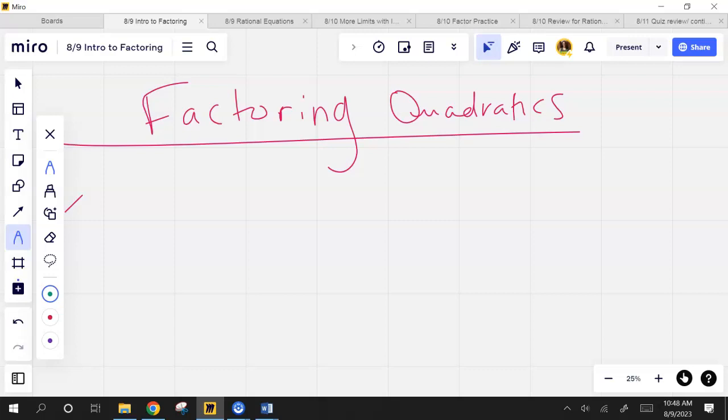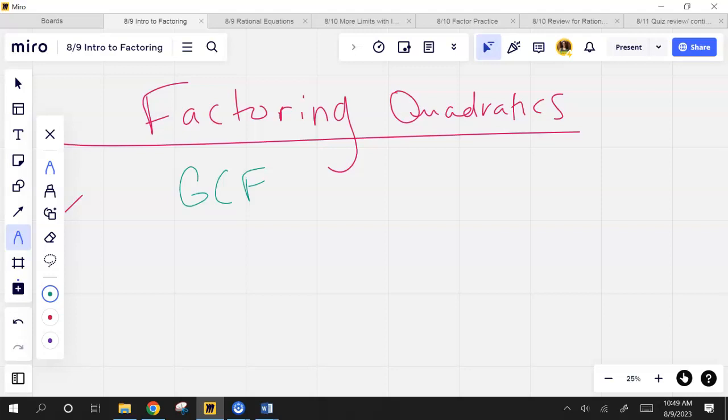How many of you have heard of a GCF before? Good. What does it mean? Greatest common factor. What does it mean in terms of a term? What is a greatest common factor of numbers? Okay, something you can divide everything by with no remainder, right? It goes in evenly, and you want the biggest thing that goes in evenly.